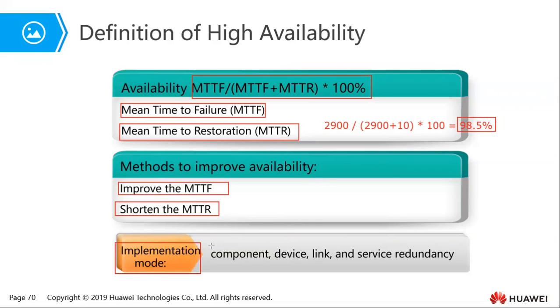So normally we do this through implementing redundancy. You can implement component redundancy. So in a device, we have several components like the fan, like the CPU. So you can have more than one so that if one goes down, the device will still work. You can also implement device redundancy so that instead of implementing a single egress firewall, you can have two so that if one goes down, your network is still up.